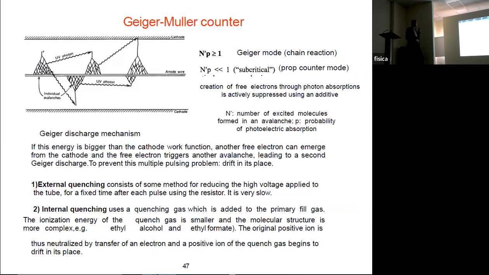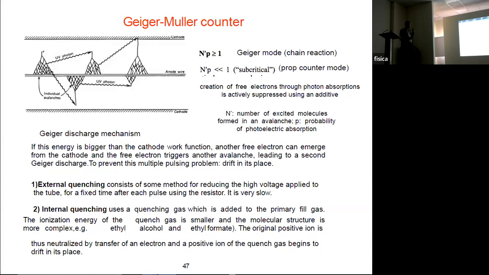I think for today it will be the last slide. I will cover the last working region. We covered ionization chambers, proportional counters, and now we're dealing with Geiger counters. In this region, a Geiger counter operates when you apply a very high voltage. You have a multiplication factor, for example, 10 to the power of 10.